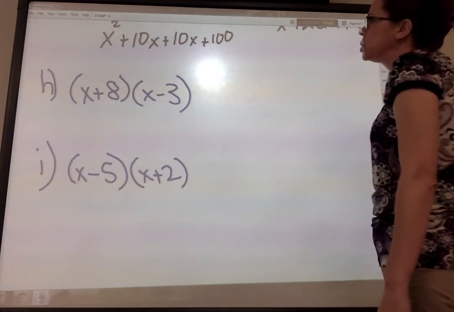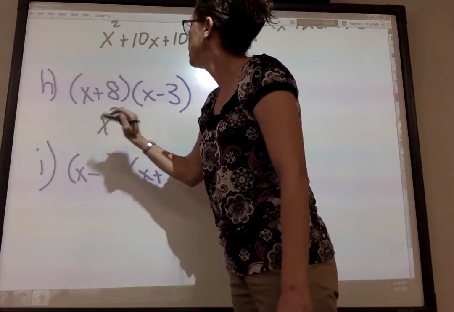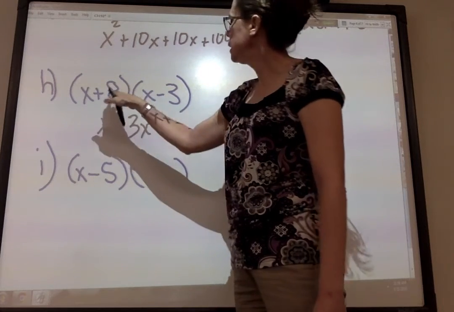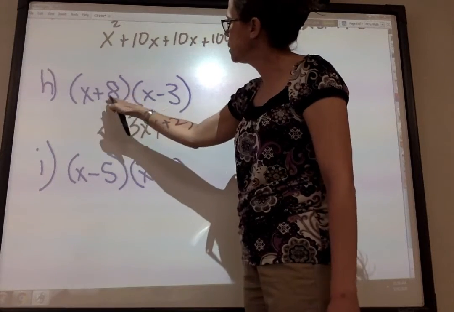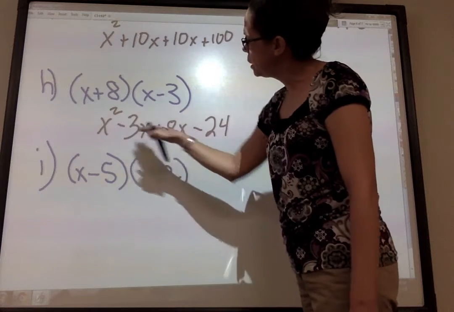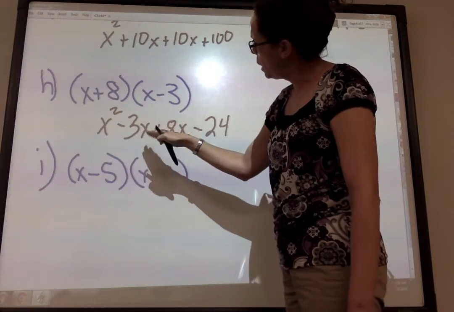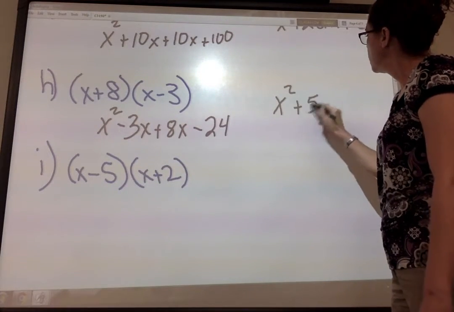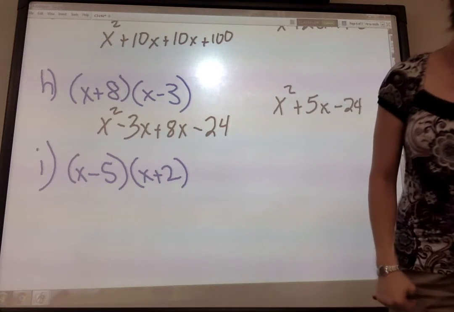Letter H. First terms, x times x, x squared. Outside, x times negative 3, negative 3x. Inside, positive 8 times x, positive 8x. Last, positive 8 times negative 3, negative 24. I'm going to combine my middle terms. Uh-oh, I have opposite signs. 8 and 3 subtracted gives me 5. The sign of the bigger one is positive, so it should be x squared plus 5x minus 24 for H.